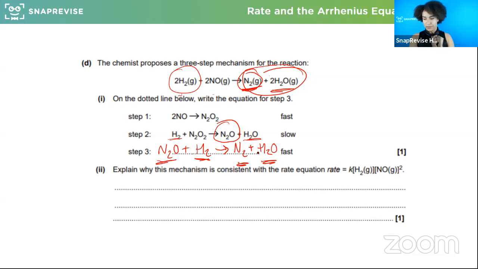Nope. Okay. All right. So the next question is, explain why this mechanism is consistent with the rate equation. Rate is equal to k[H2], which is first order, and [NO], which is second order. How did I know H2 concentration was first order? How did I just shove that in there?